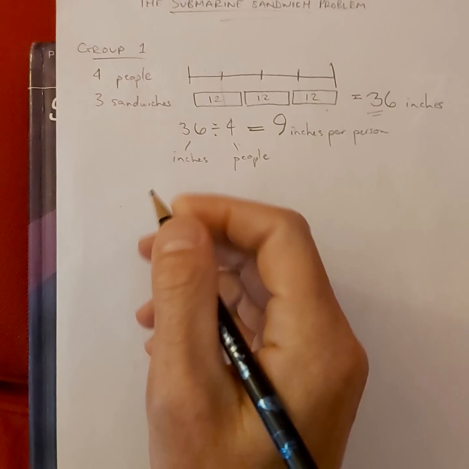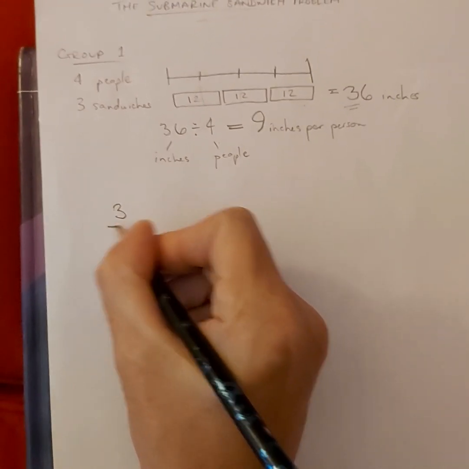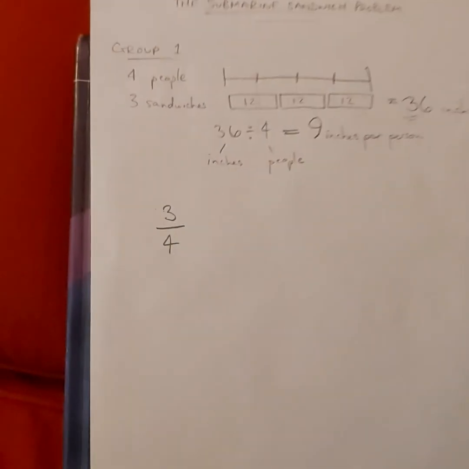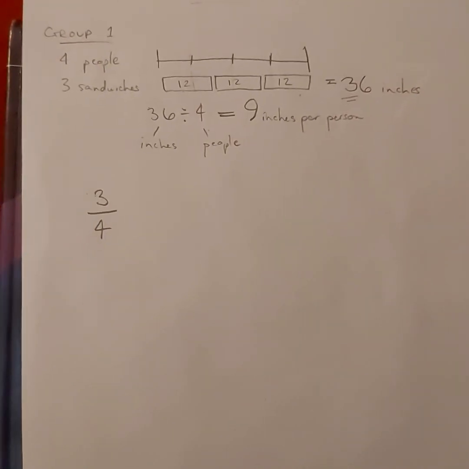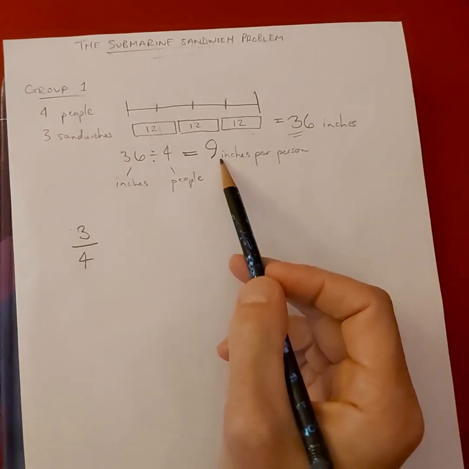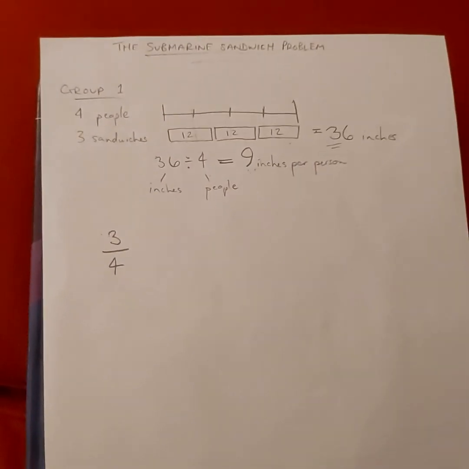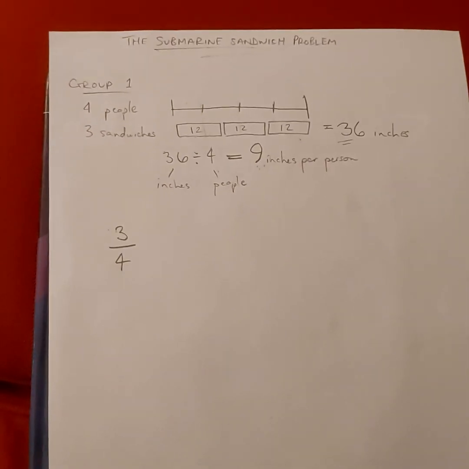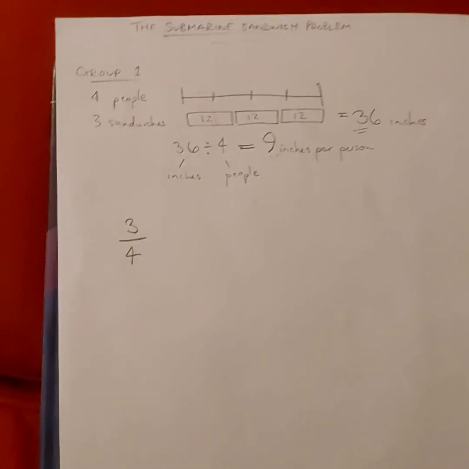Here's another one. If I took the 3 sandwiches and divide it by 4, it's a fraction. 3 out of 4 is less than 1. It's going to be a number that's smaller than 1. And we know now for sure that each student is going to get less than 1 sandwich, because 3 sandwiches is not enough for 4 people. So it all checks out so far.